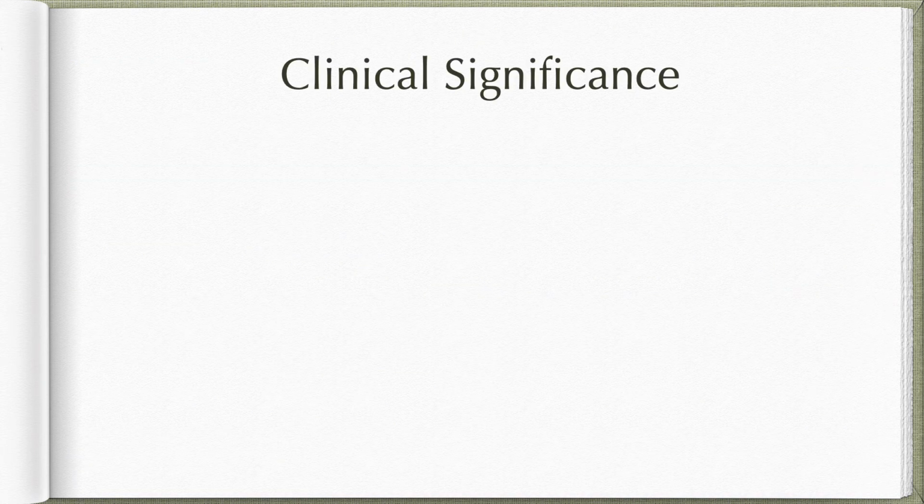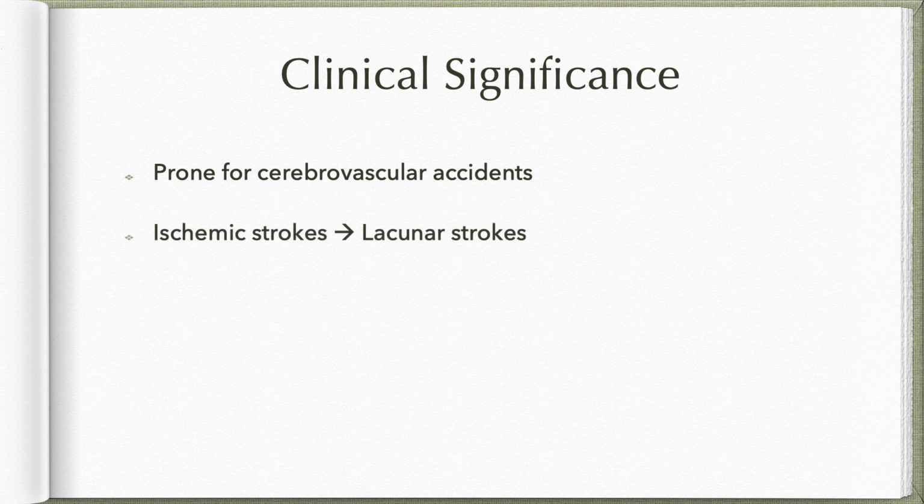Now coming to the clinical significance, internal capsule is one of the areas which is prone for cerebrovascular accidents, specifically ischemic stroke, because most of these arteries undergo hyalinosis resulting in thrombus formation or reduced blood supply, so resulting in ischemic stroke, especially involving a small area, therefore known as lacunar strokes. However, sometimes there could be an aneurysm bursting resulting in a hemorrhagic stroke.